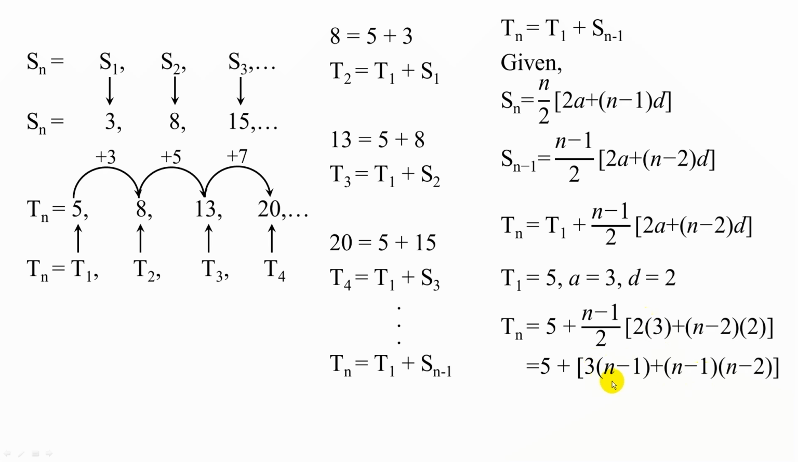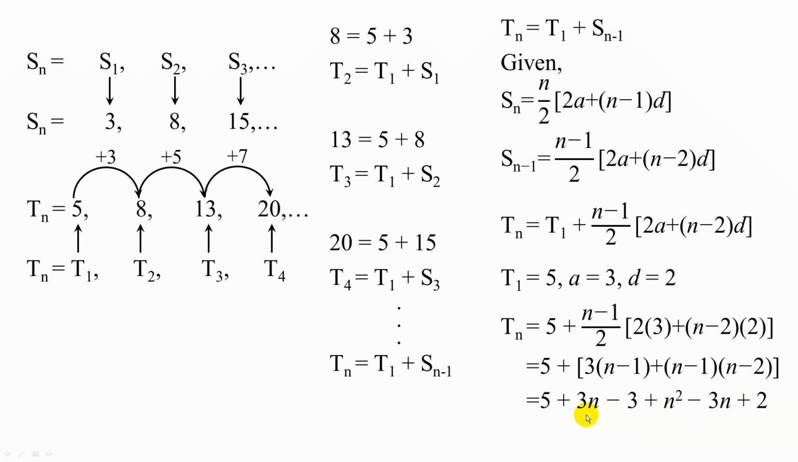After cancel, 3 times n minus 1, and then this one times this one, you cancel the 2, become n minus 2 times n minus 1 times n minus 2. So from here you do the expansion, you get 3n, and then this one minus 3, right? 3 times minus 1 is minus 3. This one becomes n squared, and then minus 3n, n minus 1 times minus 2, you get positive 2, right?